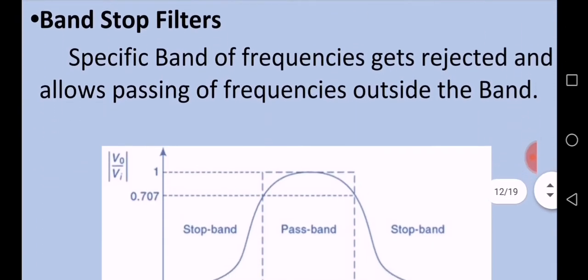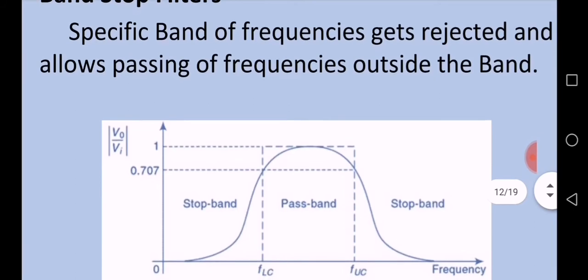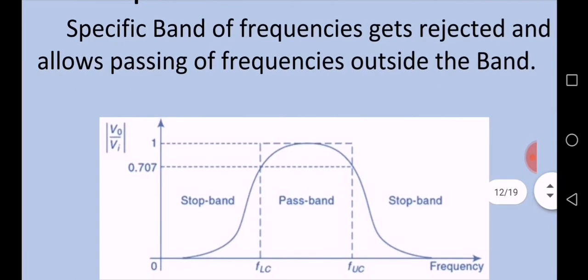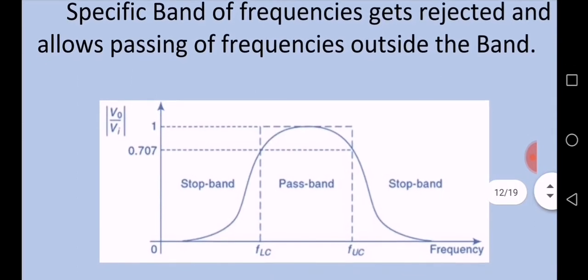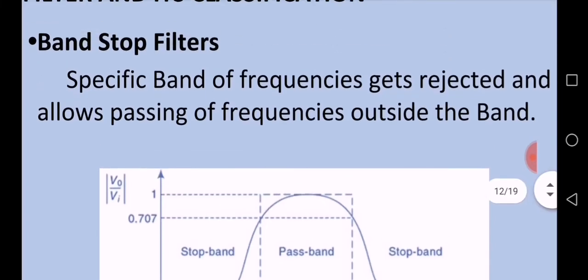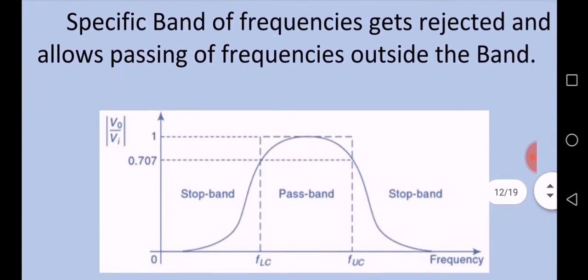Then the next one is a band stop filter. A specific band of frequencies gets rejected and frequencies outside the band are allowed to pass. We are cutting here a specific band, and passing 0 to FLC and FUC onwards. Specific band of frequencies are cut and the other frequencies are passed. So this is known as a band stop filter.